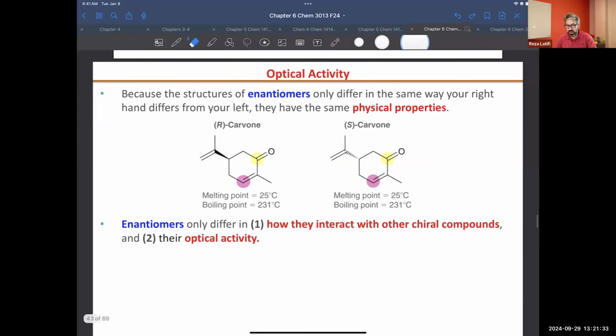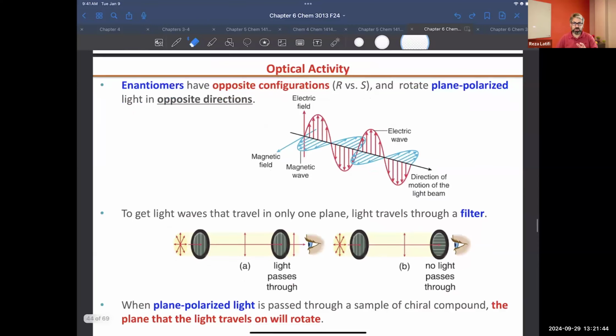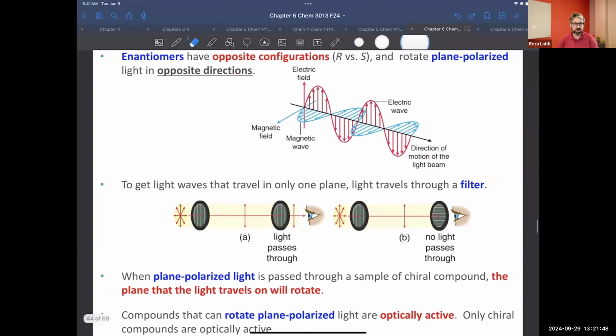Okay, but for now, we're going to say their physical and chemical properties are the same. They will be different when you subject them to a chiral environment or polarized light. And what is polarized light? We have light. It has an electric field and a magnetic field, and it goes like a sine wave, up and down. But it can reach the sample from any direction.